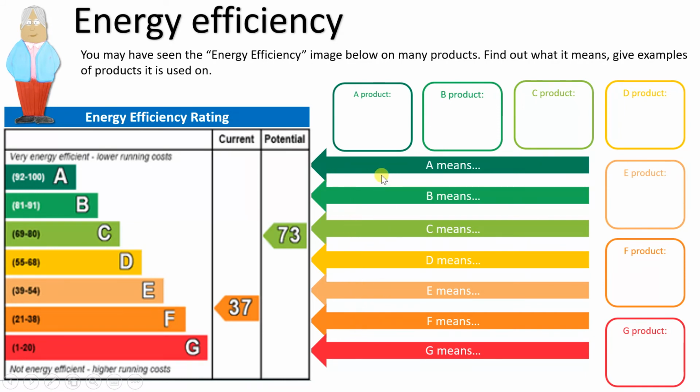You need to find out what they're talking about with 92 to 100. What does A mean? B, 81 to 91, what does B mean? And so forth, all the way down to 1 to 20. What are they talking about? And see if you can find an image of a product for each type of energy efficiency we're talking about. And copy and paste them into the small thumbnails that are around the edge on the right. You only need a thumbnail, so don't worry about getting something more than that, and see what you can find.